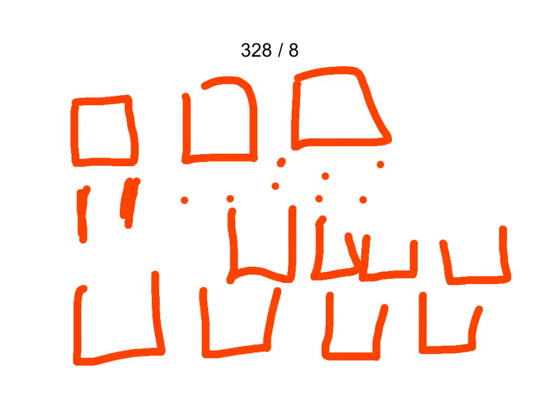328 divided by 8. So we have a new place value introduced, known as the hundreds. They will be represented by squares. So we do not have enough hundreds. We have 3 hundreds to give 1 to each of the 8 boxes.